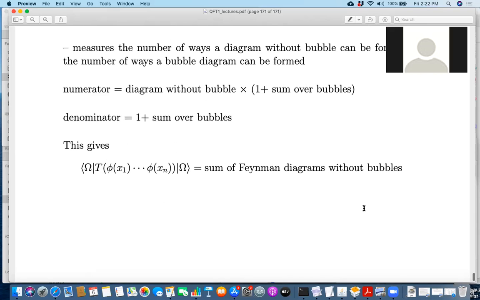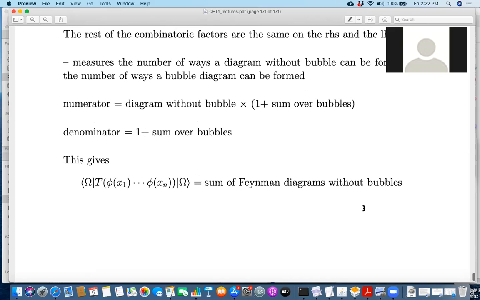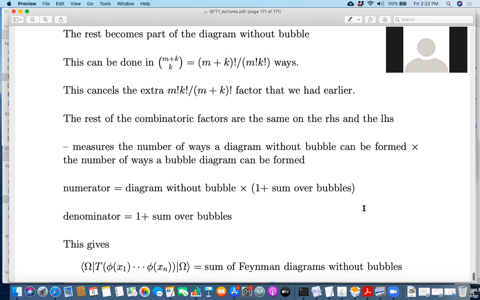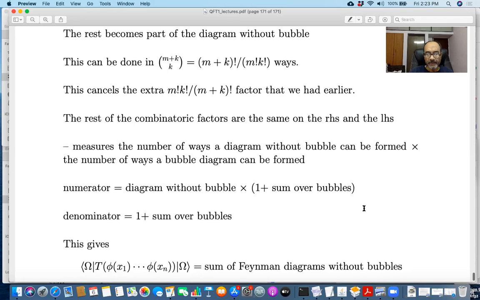Sir, yes, go ahead, please. Sir, you just said that on the left hand side, we will choose the k vertices which are the bubble vertices out of m plus k vertices. Yes. And the remaining factors will be the same on both sides. Yes. So this point is not clear to me. How will they be the same? Because the rest of the counting is the same, right?